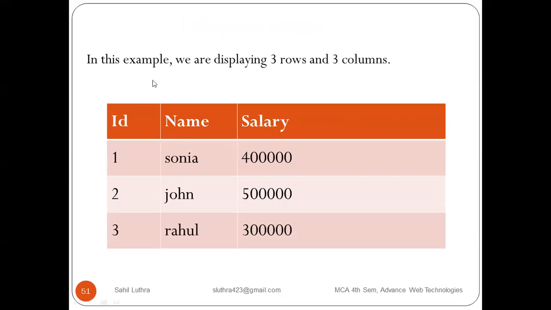After that, in this example, we are displaying 3 rows and 3 columns. So these are our 3 rows and these are our 3 columns in which we declare our values. First of all, ID, name and salary. The ID of Sonia is 1 and her salary is 4 lakh. After that, the ID of John is 2 and the salary is 5 lakh. And the last, the name is Rahul, ID is 3 and the salary is 3 lakh. So this is how we can use multiple values in our array.